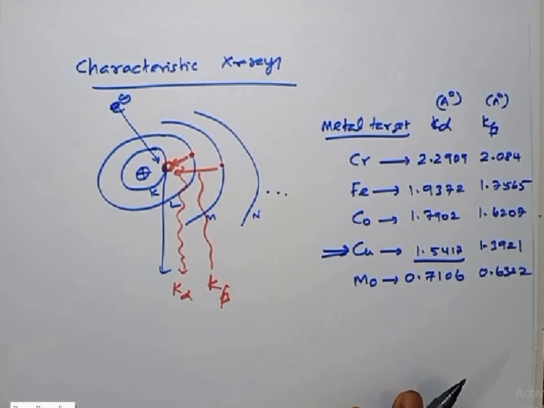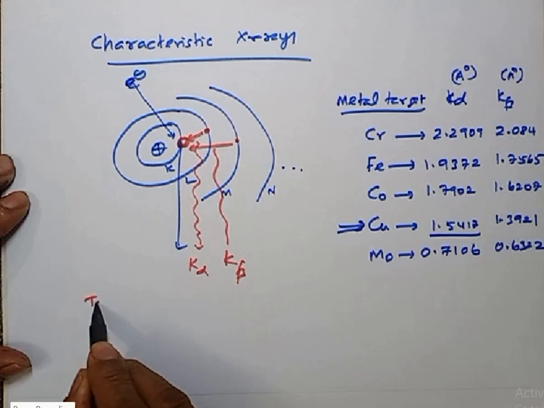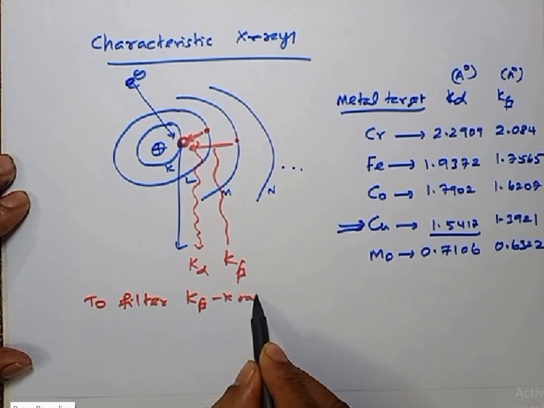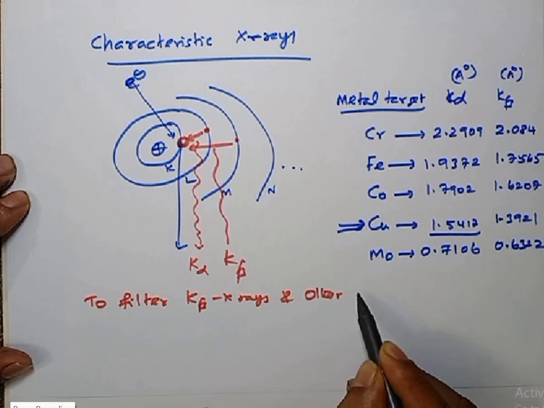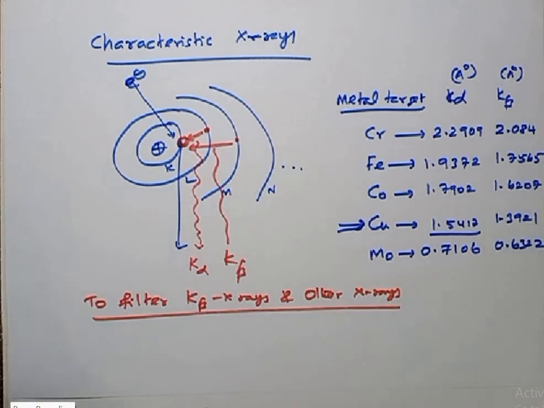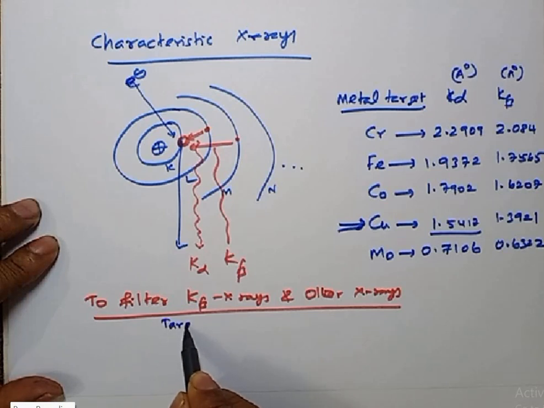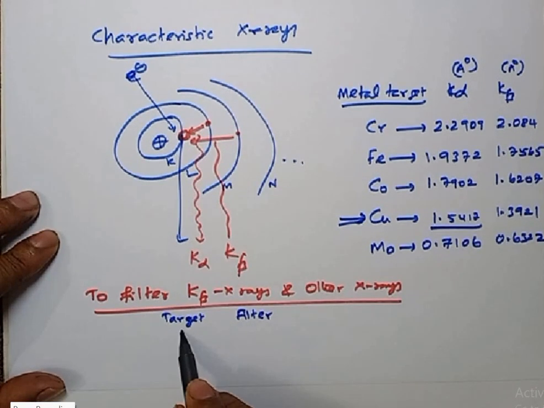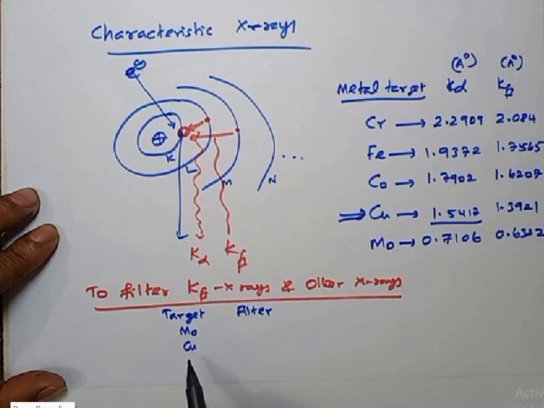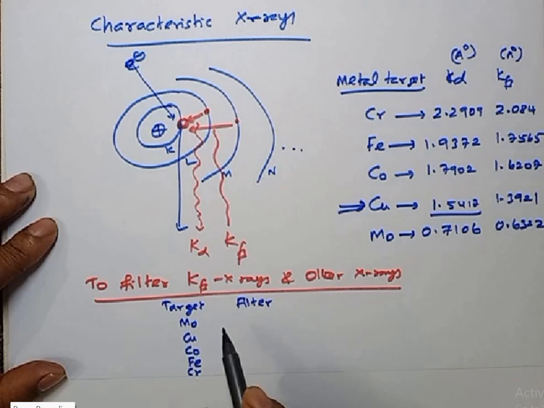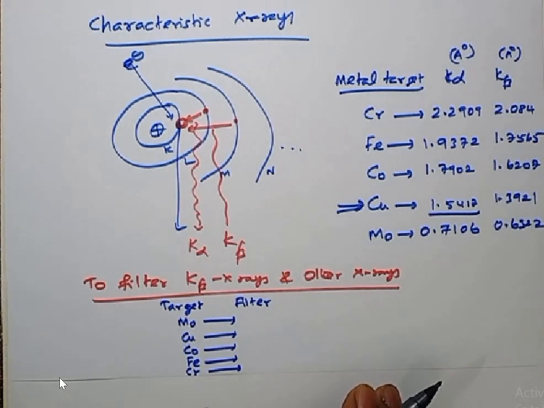So to filter K beta X-rays and other X-rays, we use filters. What filter do we use? Listen, I'll write the target and the filter. The target may be molybdenum, copper, cobalt, iron, or chromium. Observe carefully: molybdenum, copper, cobalt, iron, chromium. For these, what filter are we supposed to use?